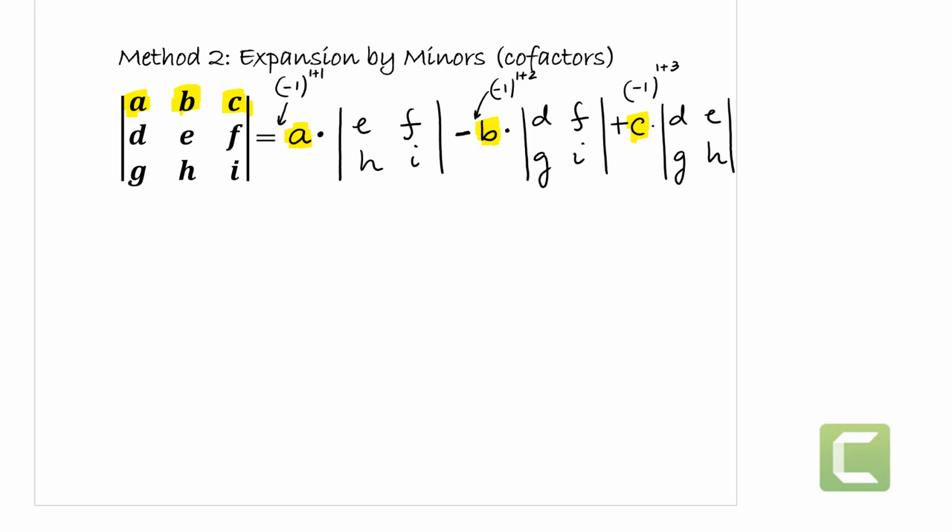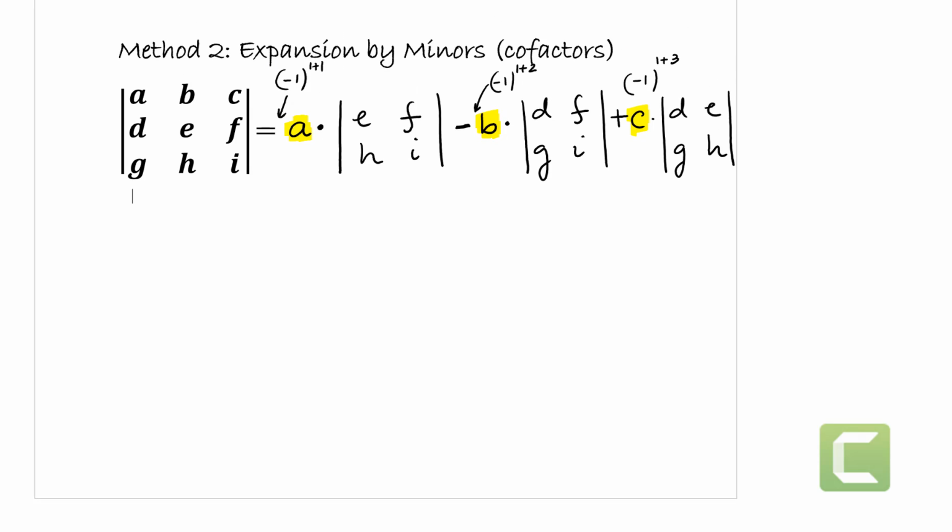We can do also expansion by the column. So you would have A times whatever is left when you cross out, then minus D, whatever is left when you cross it out, and then G times the determinant that is left. And each determinant is a 2 by 2, so it's easy to compute.